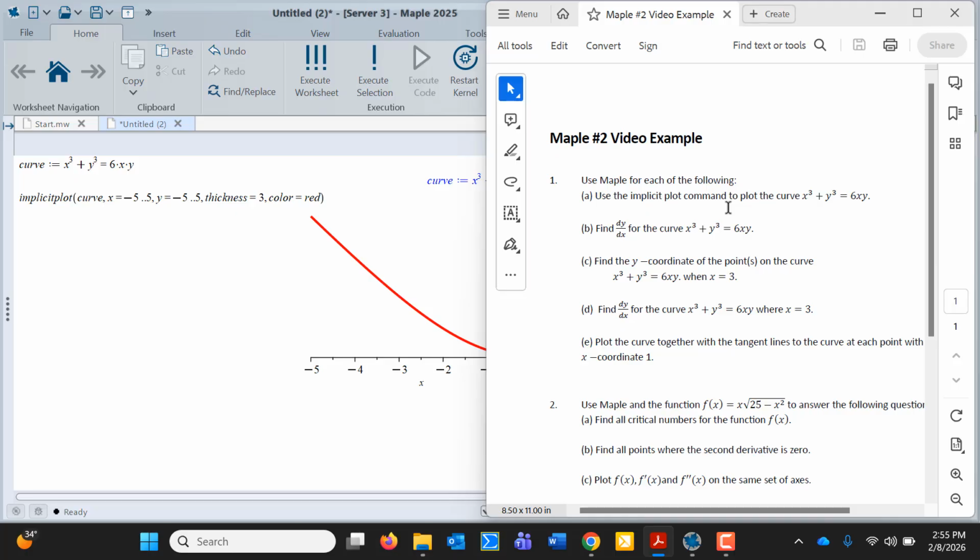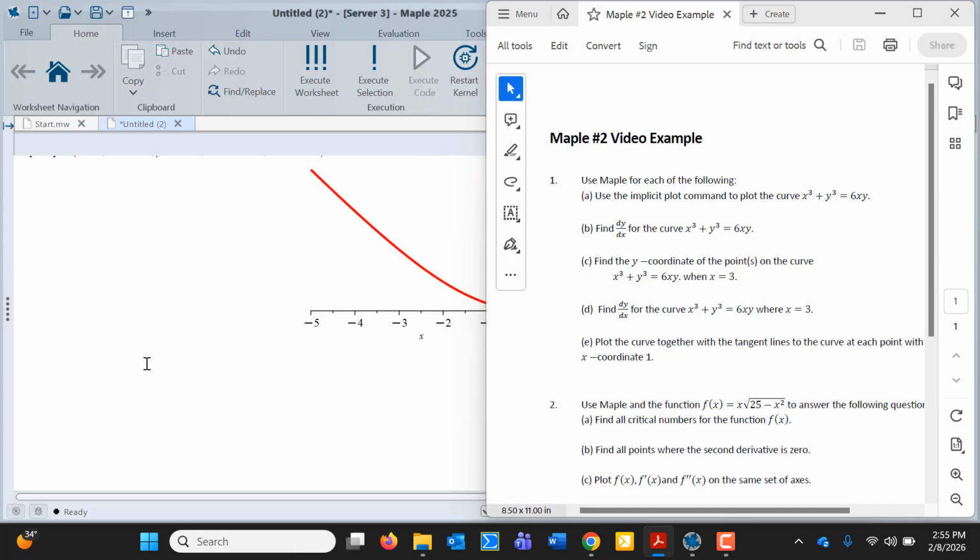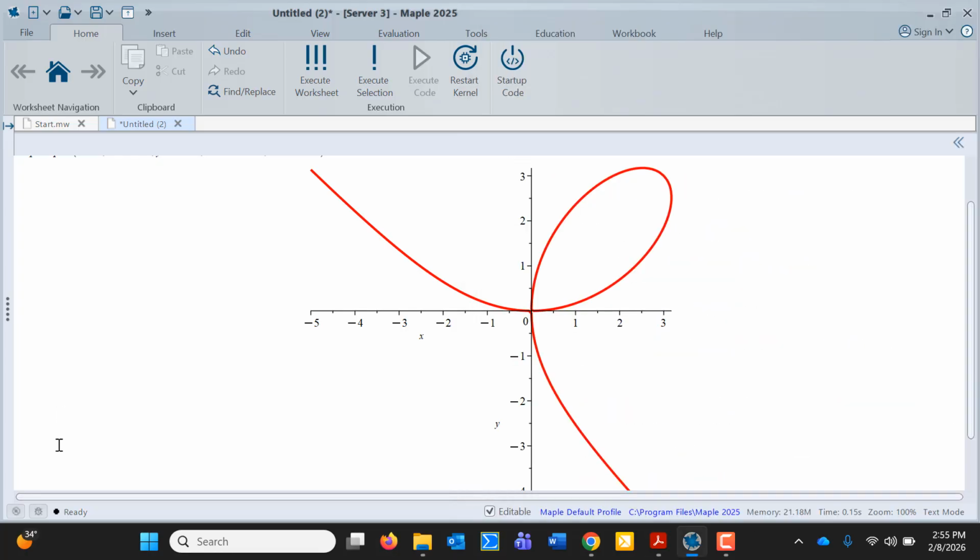The next thing that we want to do is to take a derivative of this. Now, if we were doing this on paper, we would call this process implicit differentiation because, again, the x's and the y's are mixed together. And that's what the command is called in Maple as well. So we're going to do implicit differentiation.